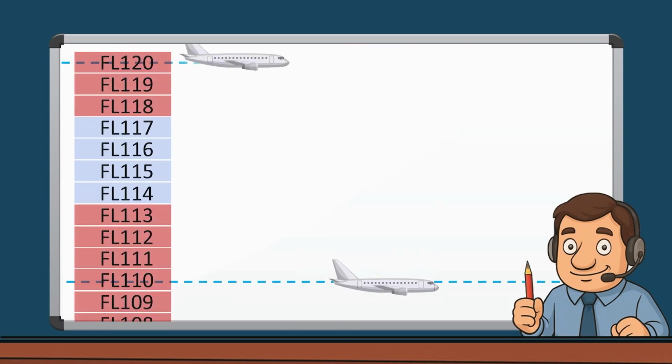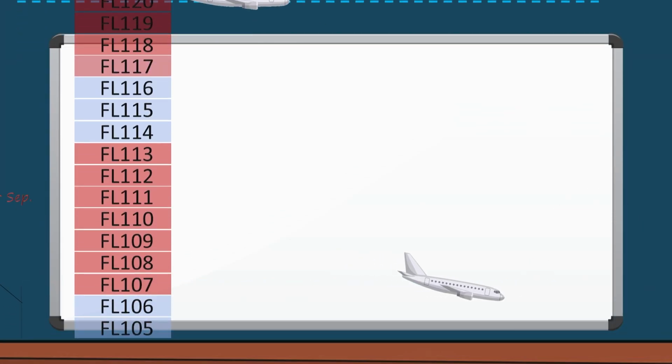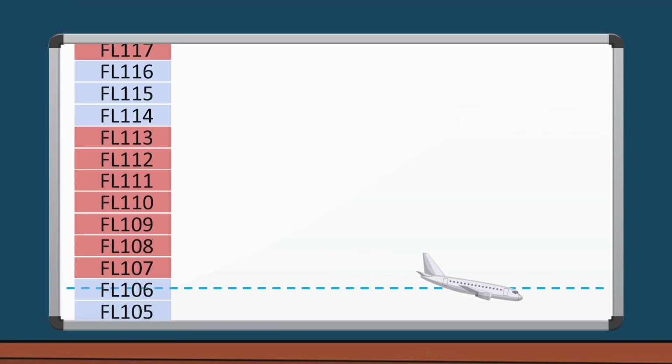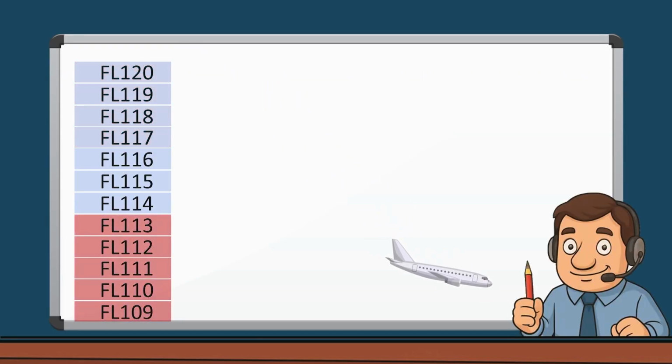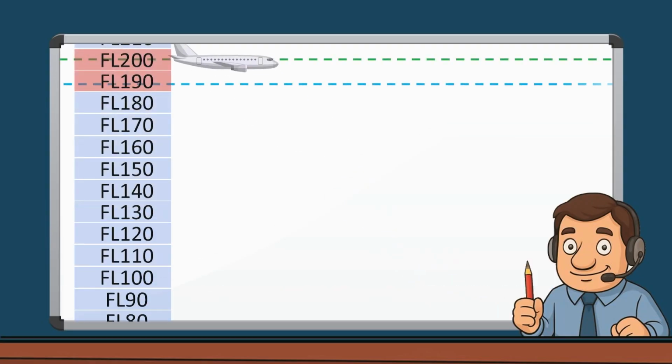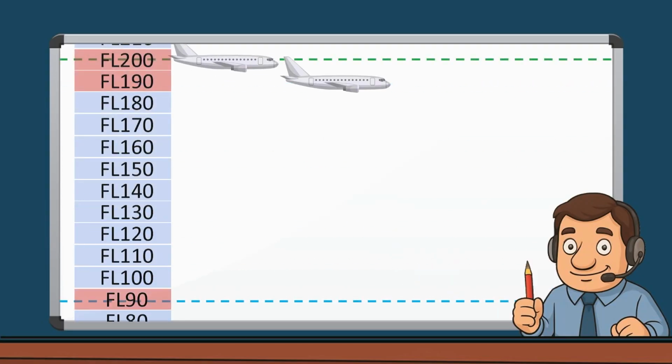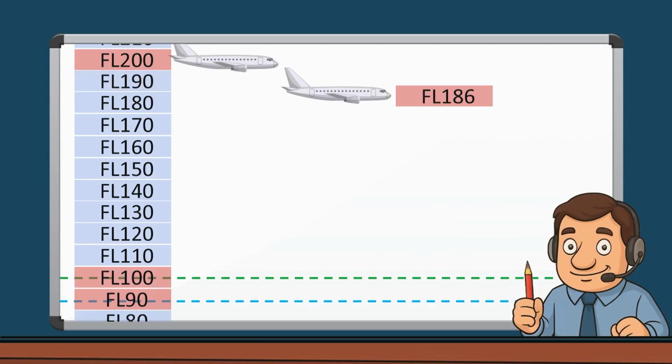This means that this guy at level 110 and this guy at level 120, when the first guy reaches level 106 and descending, level 110 is considered vacated and a descent to level 110 may be given to this guy on top. It does not mean, though, that you can descend this guy from, let's say, level 190 to level 90, and then when he's at level 186, you say, yeah, okay, I'll descend this guy to level 80. No. That's not how this works.